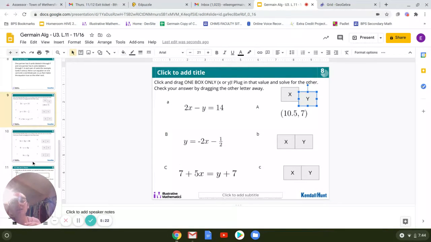I want you to pause the video and don't play it again until you've solved the rest of these 5 and checked your work. And if you got any wrong, you went back and tried to find where your mistake was. So I'm going to pause just for a second, and then you're going to come back and we'll look at the last section of this together.